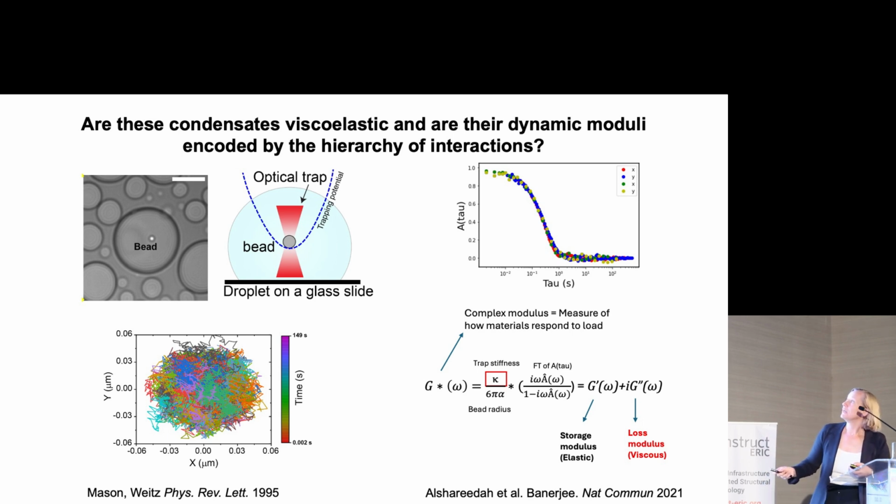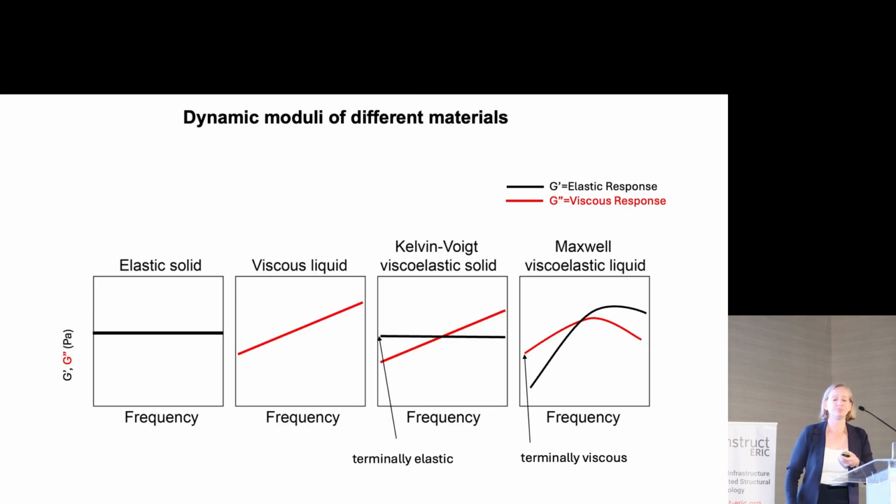And here we used passive microrheology with optical tweezers, where we trap a bead within a condensate, and then we follow its trajectory over time, and from that we can calculate an autocorrelation function and extract the storage and the loss modulus. So some real measurements of material properties. And this gives us information on the elastic and the viscous responses in these materials.